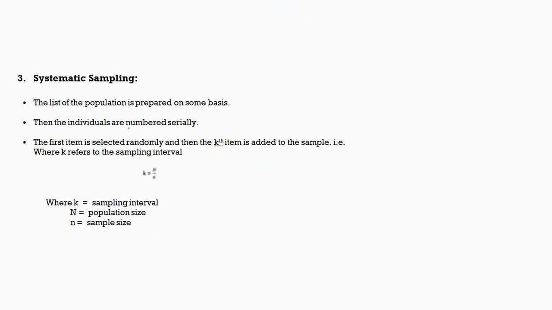So moving ahead, we have systematic sampling. Here, there is a list made. This list is prepared on some basis and then the individuals are numbered serially. The first item is selected randomly and then every kth item is added to the sample. For example, suppose we have this many people over here. What we are going to do is randomly take the third person. So I'm randomly picking the third item, and from this item I am going to pick every fourth item. So every fourth item is a part of my sample.